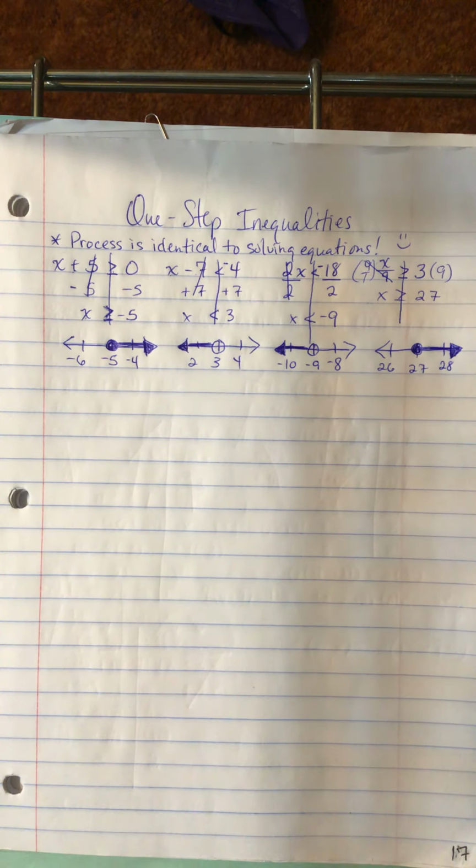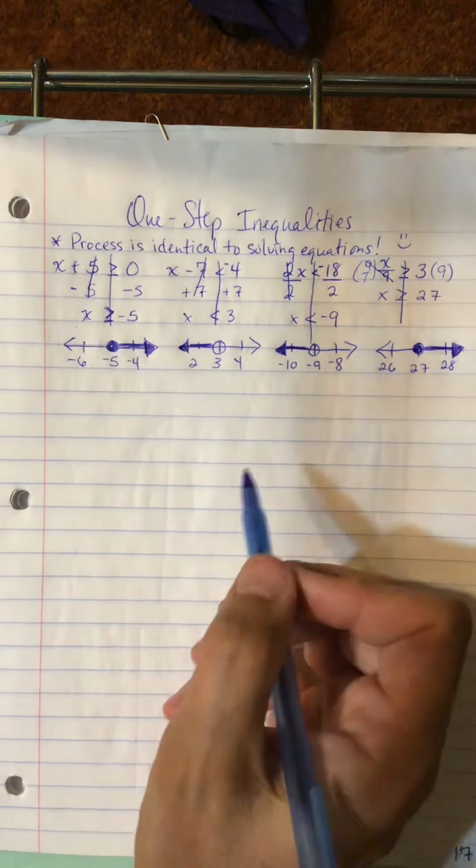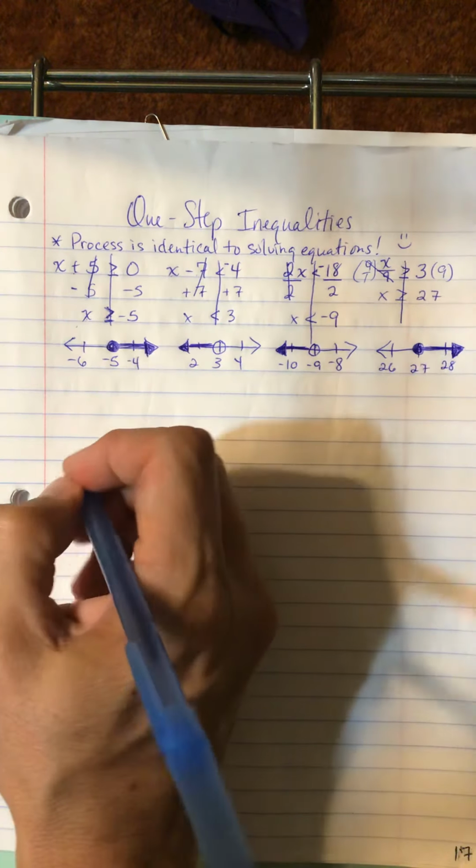So what if the variable is on the right side? Because in all of these equations, the variable was on the left. What if the variable is on the right?